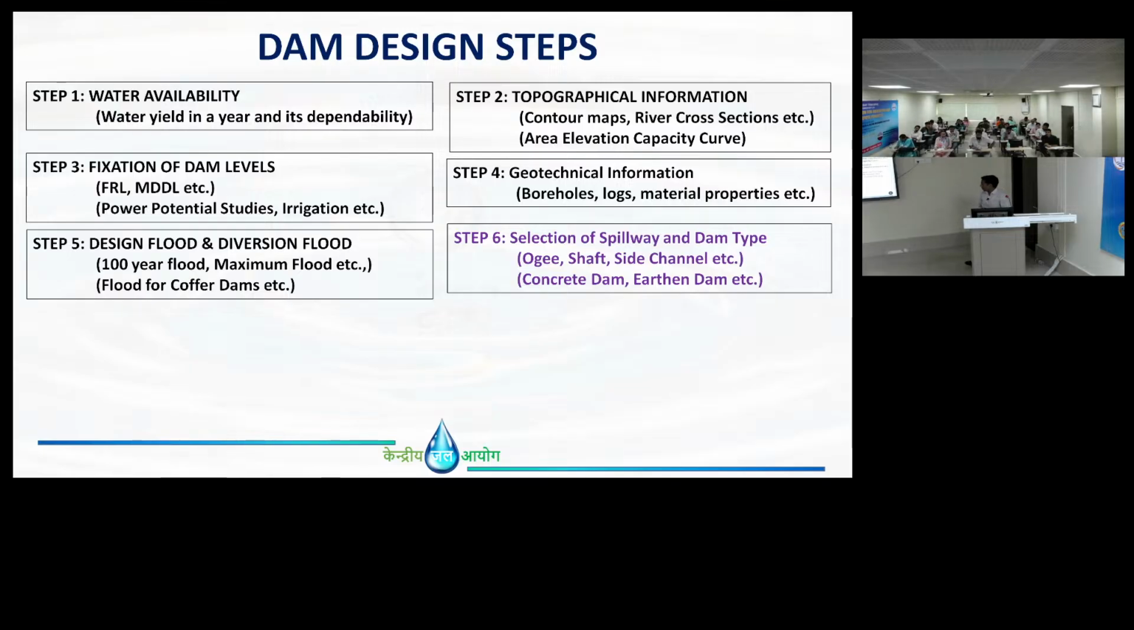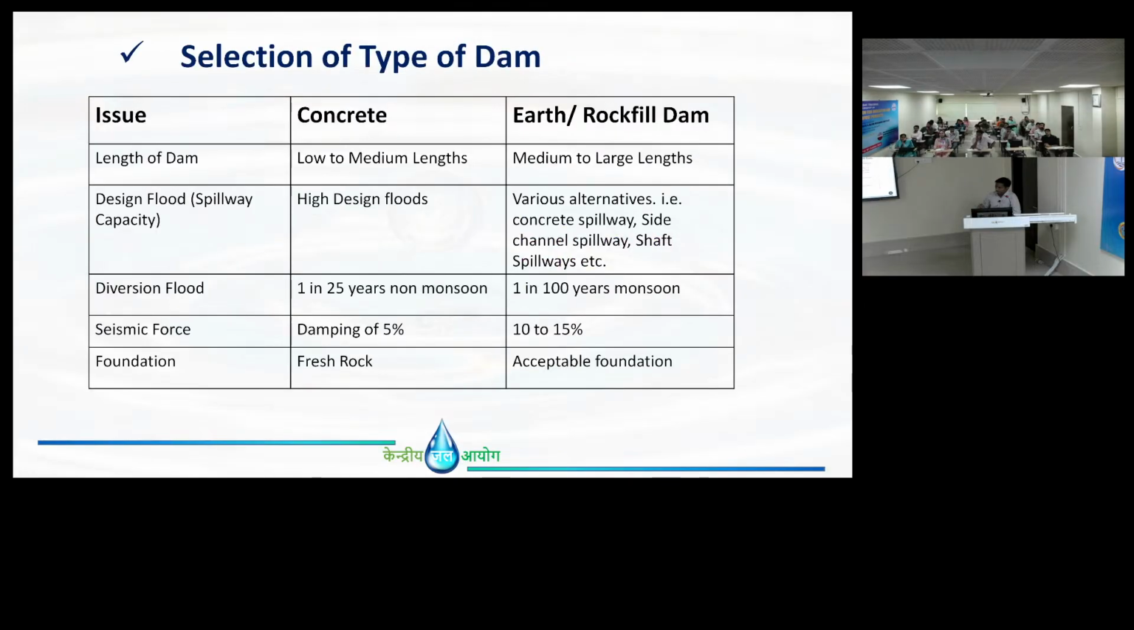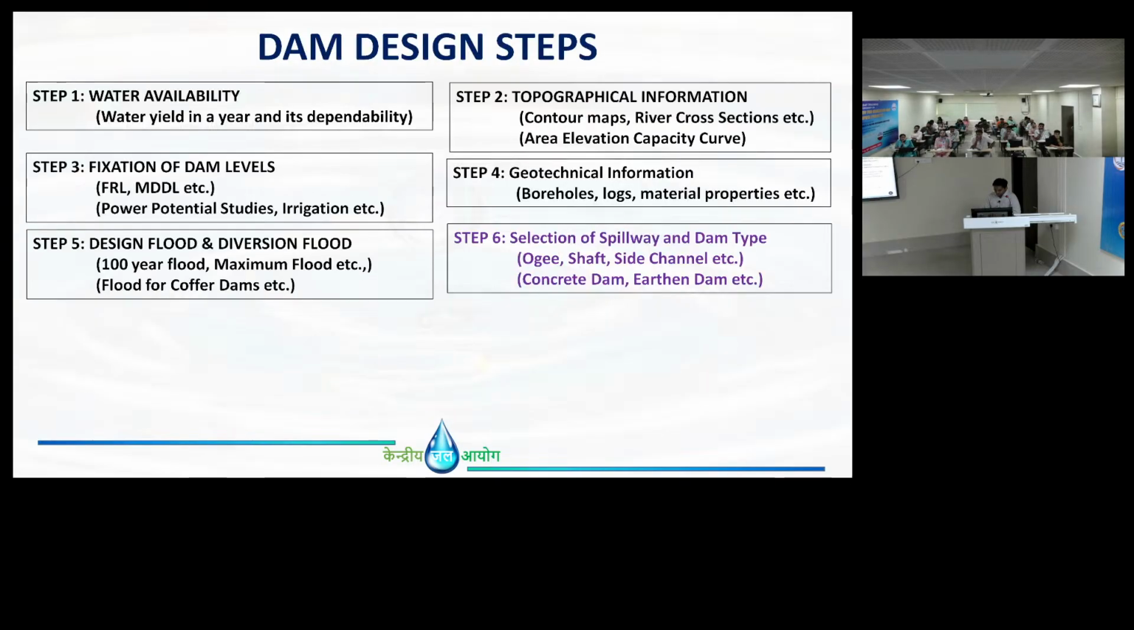So here, based on our spillway design flood, we will try to finalize different spillways, like whether it is Ogee spillway, shaft spillway or side channel. And also at this point, we will try to finalize the type of the dam, whether it is a concrete dam or earthen dam, because we get the geotechnical information, what rock is available, the rock characteristics there. You can see here some classification of how to select the type of the dam. Like in the previous slide I mentioned, in this step we will try to finalize the type of the spillway and also the type of the dam.